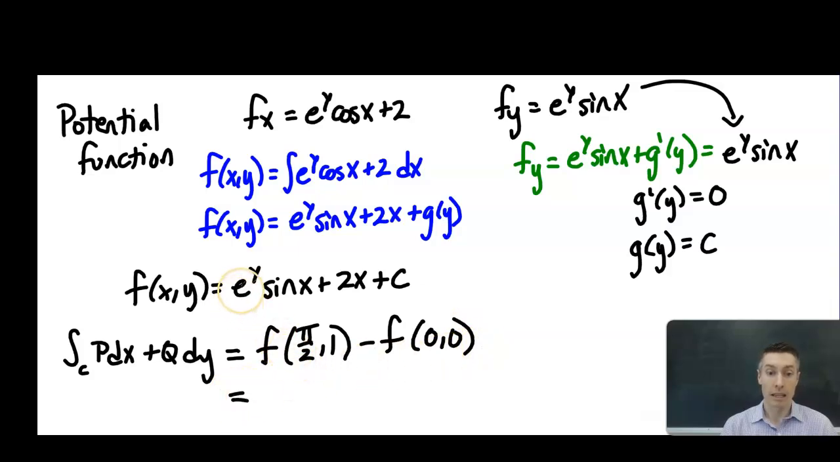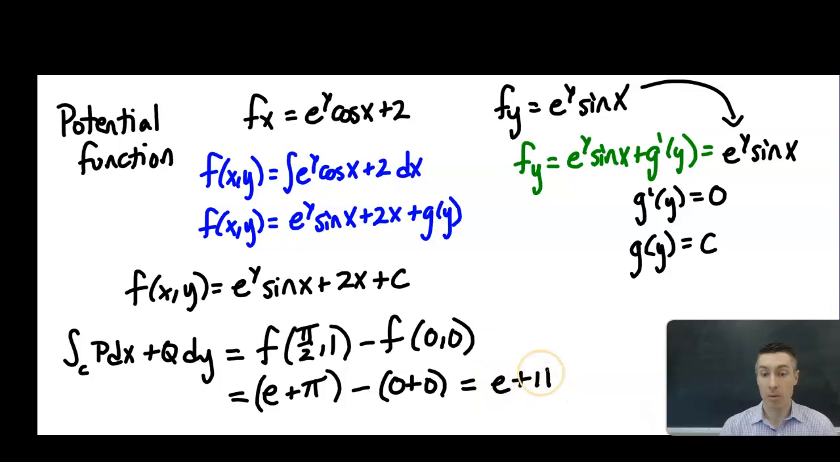So we get e to the first, which is e, sine of pi over 2 is 1, so we get e. Then 2 times pi over 2 is pi. We don't need the plus c. I should have mentioned in the last example, because we're subtracting, the c's would cancel out. And then at 0, 0, we have 1 times sine of 0, which is 0. And then plug in, we get another 0 term. So we just get e plus pi.